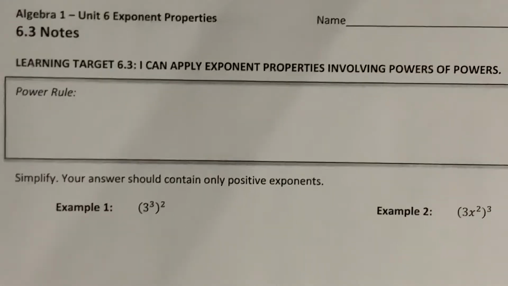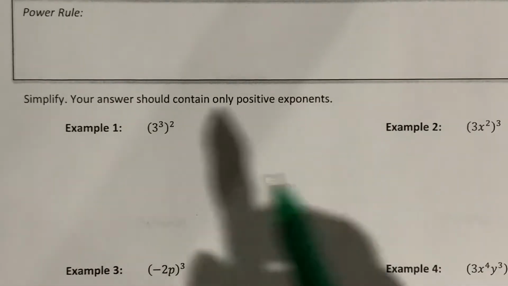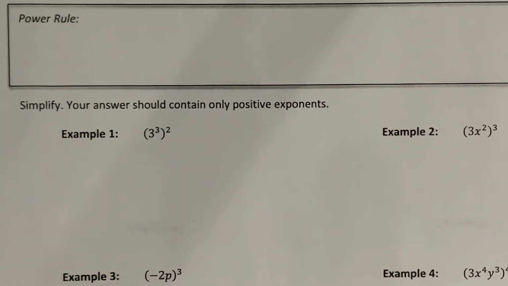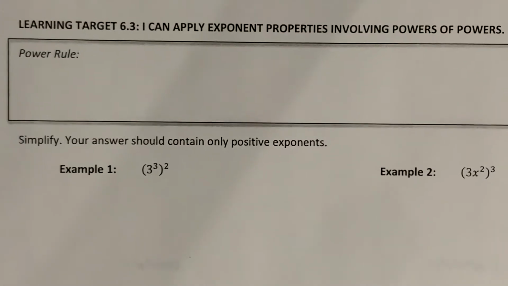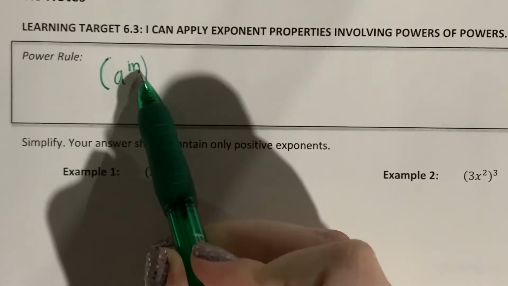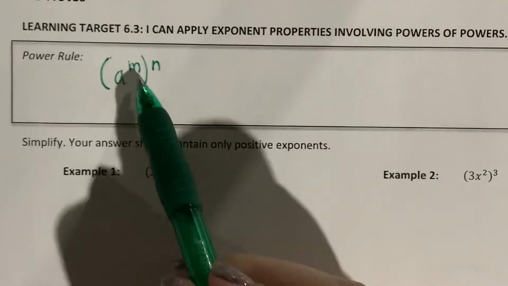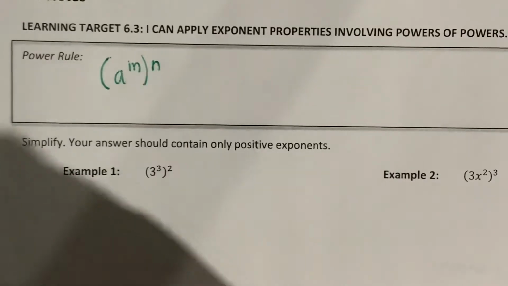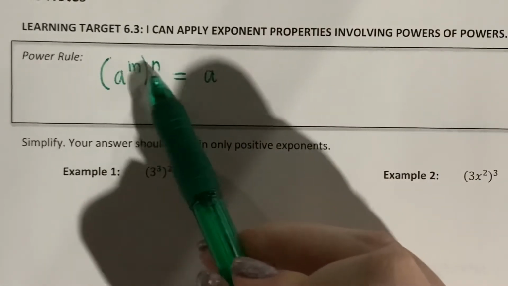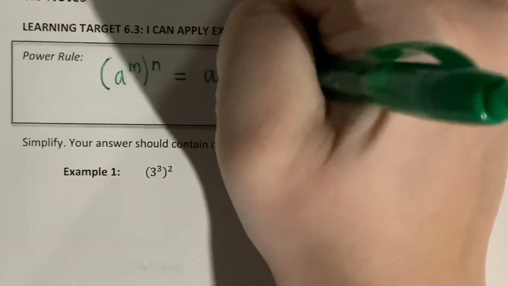When you look at today's examples, you'll see that we have something being raised to a power, times a power. That's what we're talking about when we say powers of powers. So our power rule, to write it generically, we have some base A raised to the exponent m, and then it's being raised to another exponent n. When this is the case, we will keep our base A and we will multiply these exponents. So we would do m times n.